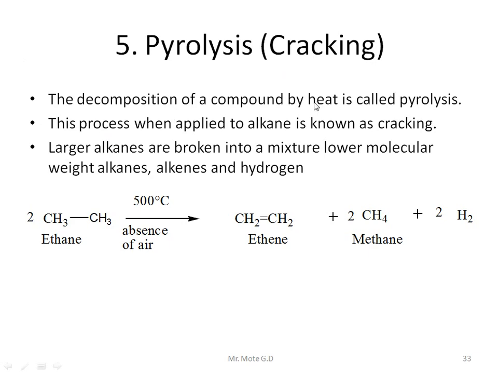Decomposition of a compound by heat is called pyrolysis, and when the process is applied to an alkane it is called cracking. When larger alkanes are broken into a mixture of lower molecular weight alkanes, alkenes and hydrogen. So ethane is heated at 500 degrees centigrade in the absence of air to form ethene initially, with 2 molecules of methane and hydrogen liberated. So these are the preparation methods for the alkene.